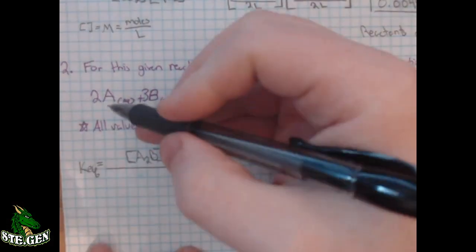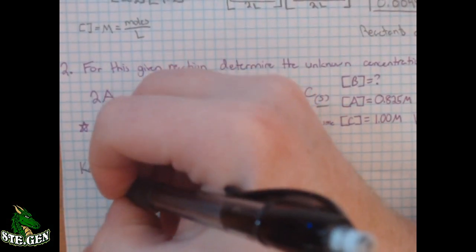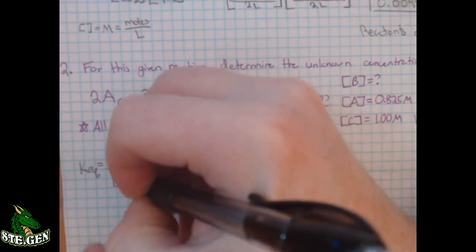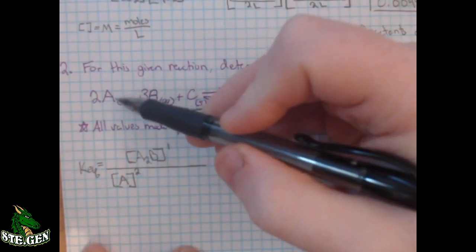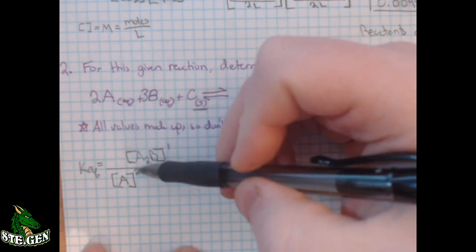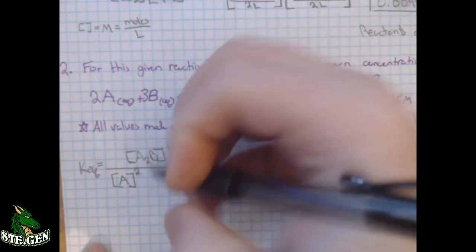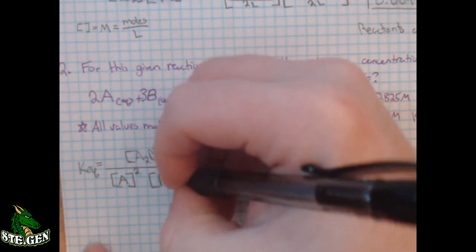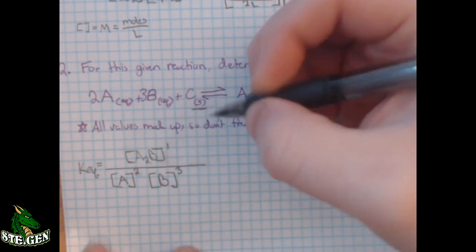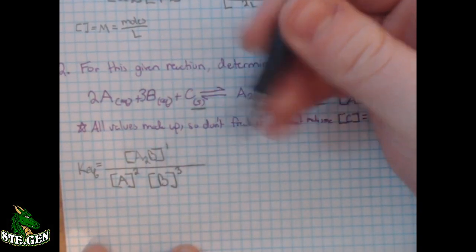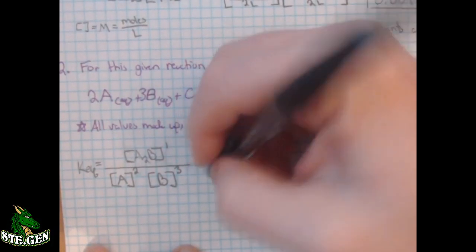So on the other side, we've got 2A, so that means that we need to do A squared, because this coefficient is going to become the superscript, and it's aqueous. Then we're going to have our B that is cubed. As aqueous, so we count that. But our C we do not count because it is a solid.